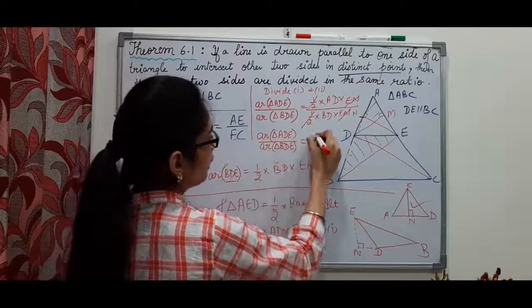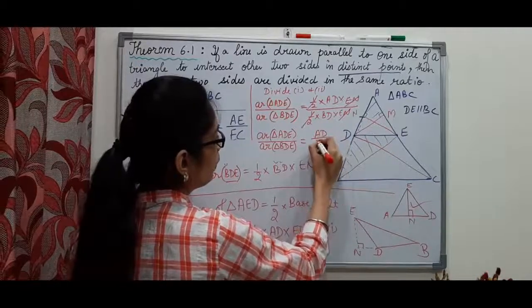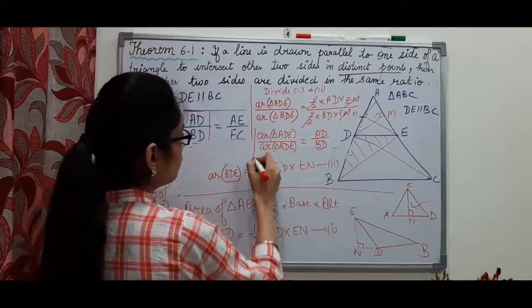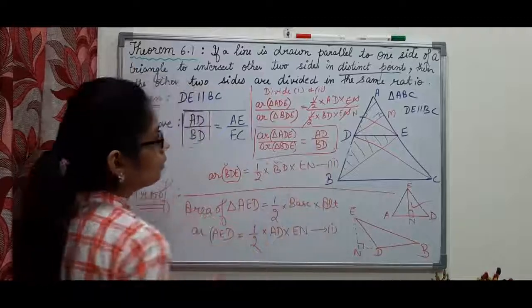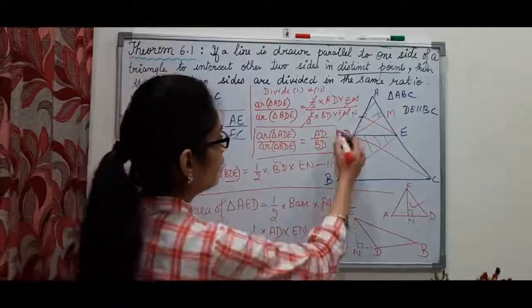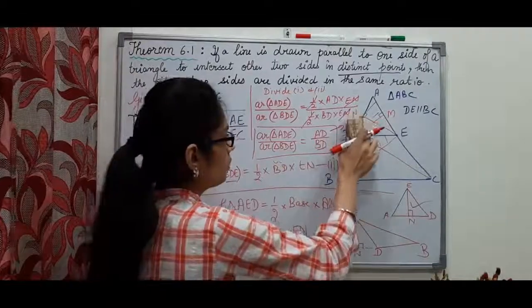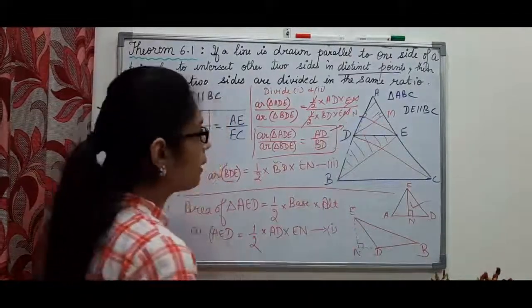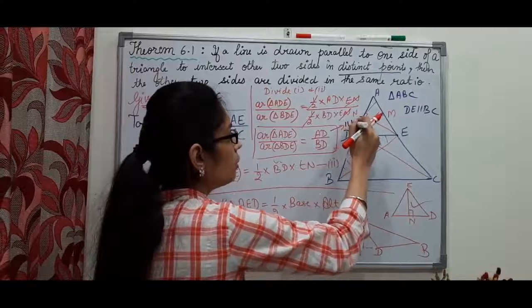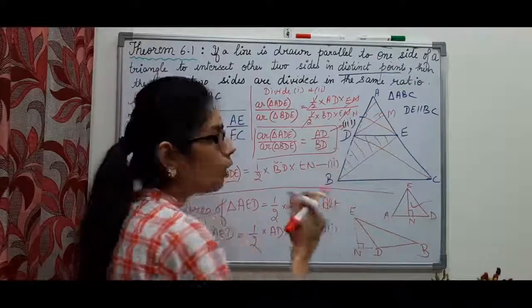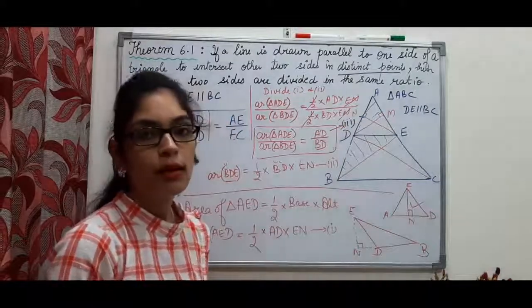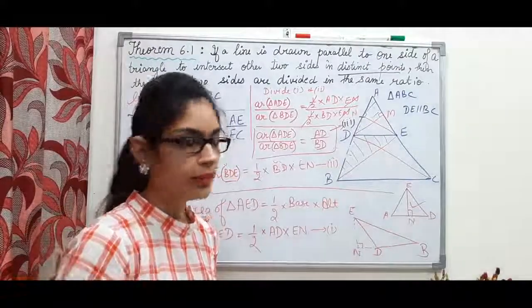This is equal to AD upon BD. So this is one result. I'll give it point number 3. Step by step I have to write everything because we will be needing all these points. That's why we have to mark all the points as 1, 2, 3.